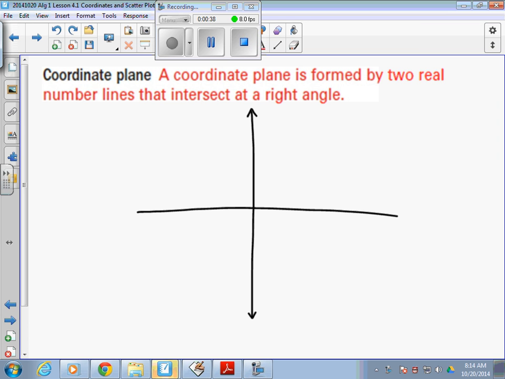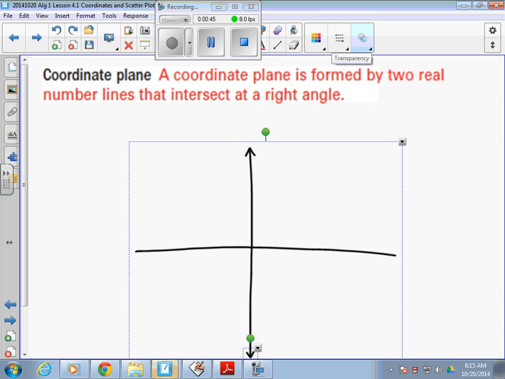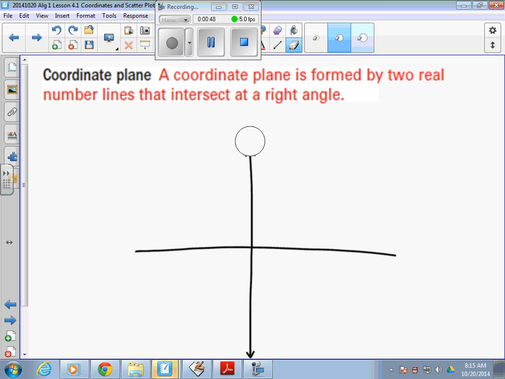Sometimes students misplace which one's x and which one's y. One way you can remember is to make the y-axis look like a capital Y. That's one way some students remember which one's which until they start getting the hang of it. After you do this several times, you won't have to think about that too much anymore. You're going to know which one's Y, which one's X.